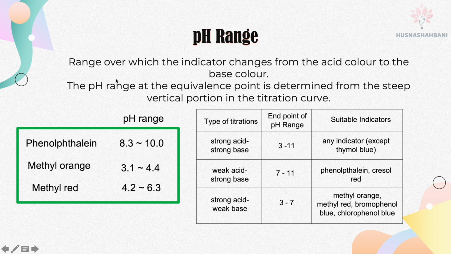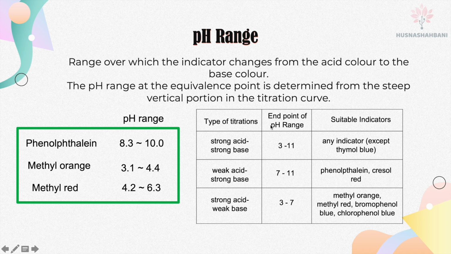The pH range is the range over which the indicator changes from the acid color to the base color. The pH range at the equivalence point is determined from the steep vertical portion in the titration curve. For example, the pH range for phenolphthalein is between 8.3 and 10. The pH range for methyl orange is between 3.1 and 4.4. And the pH range for methyl red is between 4.2 and 6.3. This pH range is at the equivalence point.